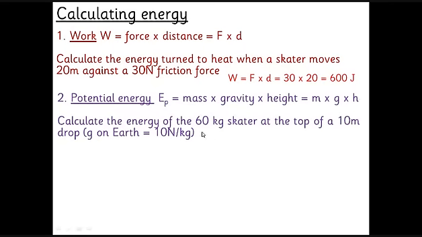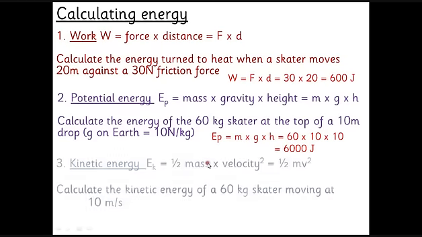So if we've got a 60 kilogram skater and he's at the top of a 10 metre drop and he's on the Earth, crucially, because this would be different on different planets, but normally we assume we're on Earth, we round gravity off a little bit on Earth to be 10 just to make the numbers a bit easier. So his potential energy is mass times gravity times height, 60 kilograms, 10 metres high on Earth, gravity is 10, and therefore 6,000 joules.